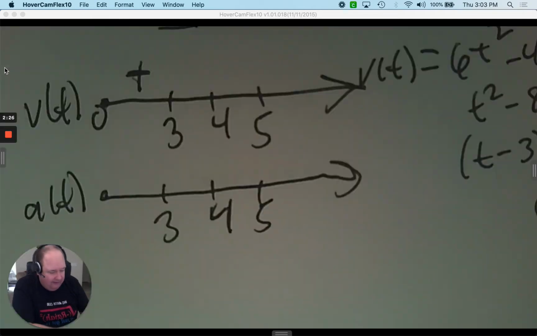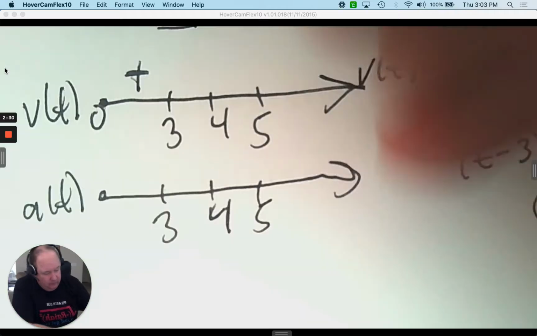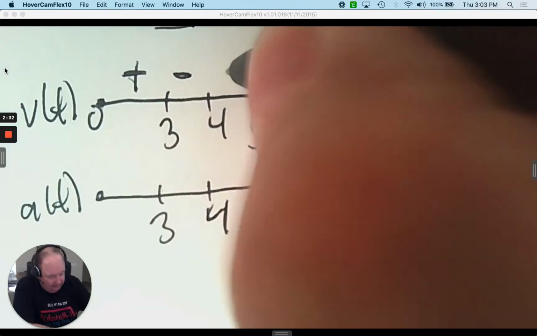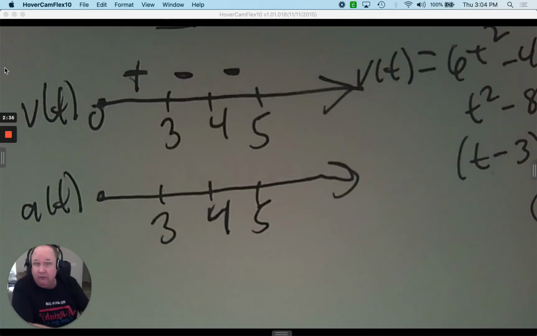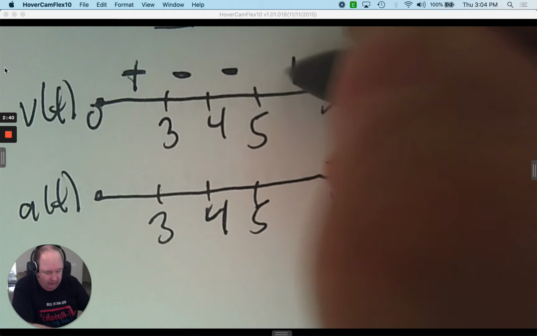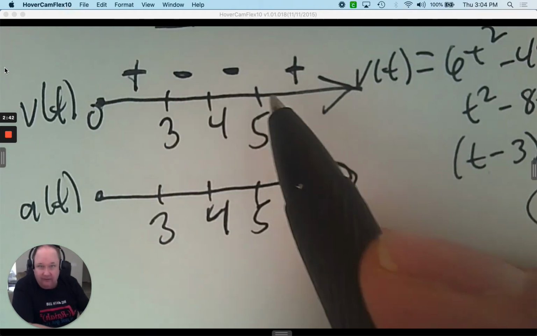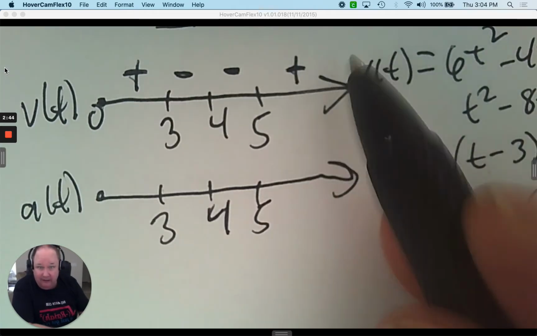If I plug in a number between 3 and 4, you end up with a negative answer, just like you would end up with a negative answer if you plugged in a number between 4 and 5. If you plug in a number bigger than 5, the velocity is positive. So we're filling in the number line to know where it's positive and negative.